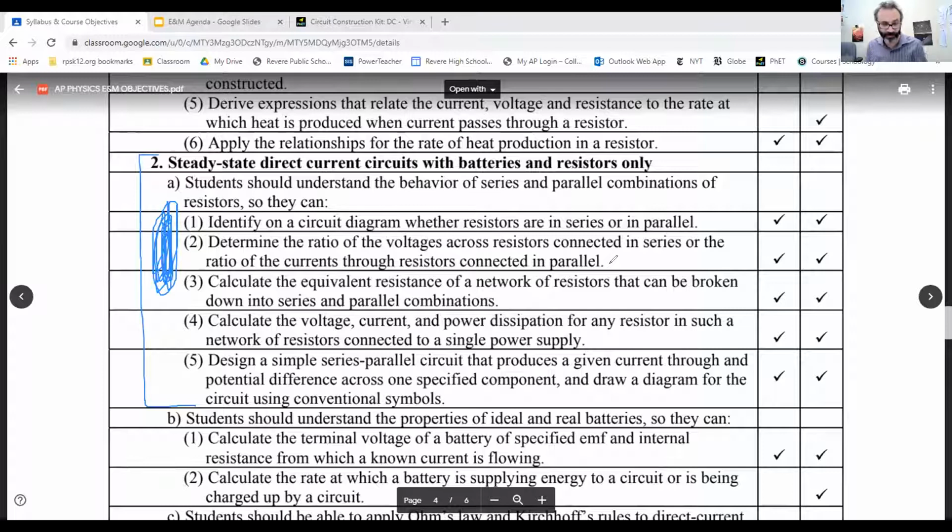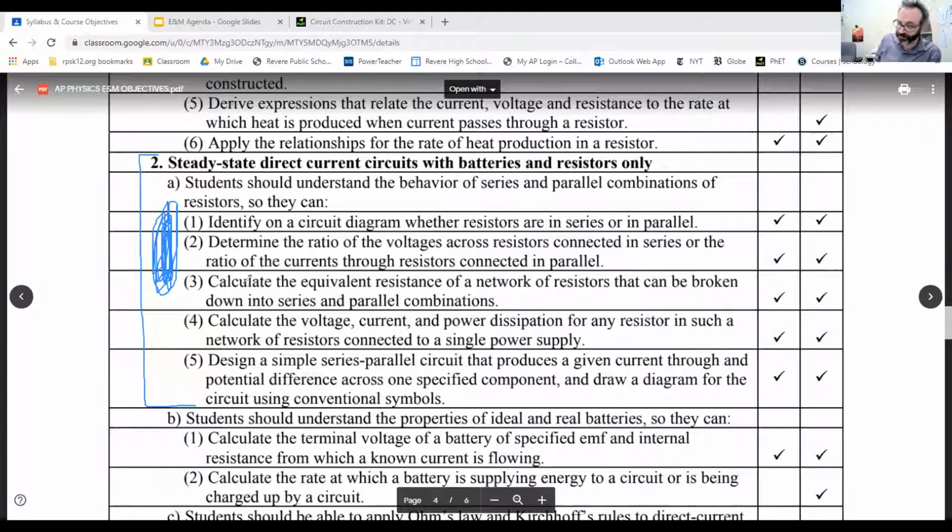So we've got to understand what we mean by series and parallel. And then we want to be able to tell by looking at a circuit diagram if the resistors are in series or parallel, or in a more complicated diagram, both. We want to figure out what the voltage drops across separate resistors in our circuit are. And importantly, where we focus mostly on number 3 here, is figuring out the equivalent resistance of a network of resistors.